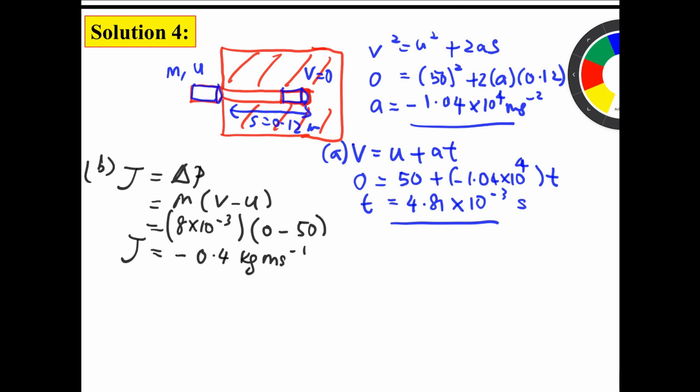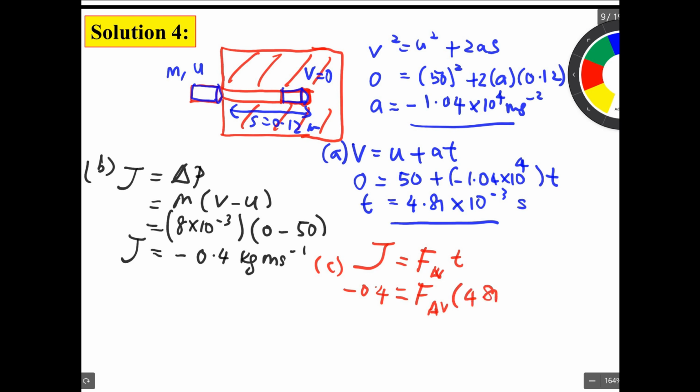Okay, and last, part C, they ask for the average force, given by J is equal to F average times t. Okay, J we already have, negative 0.4. Impulse J, we are used to using J for impulse. The force we want to find, F average. Time is already given, 4.81 times 10 to the power of negative 3. And then you get the answer, average force is equal to negative 83.2 Newton.